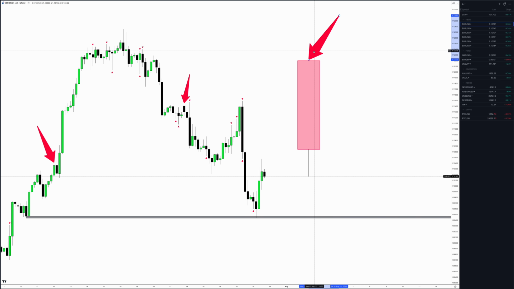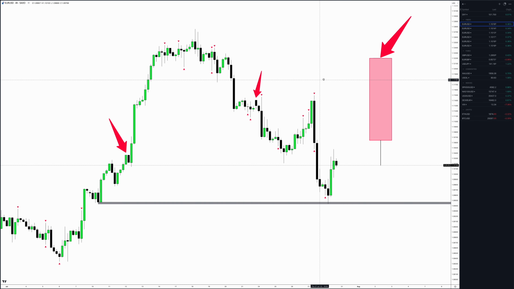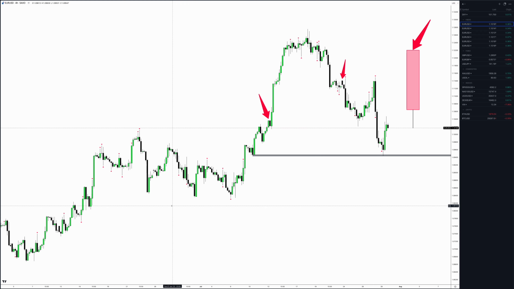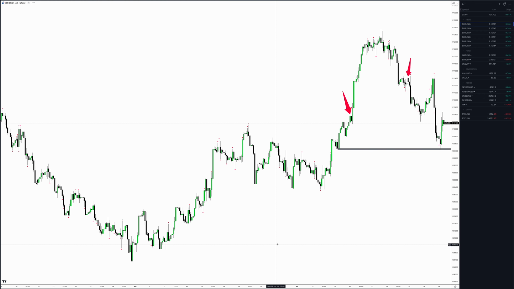So I love these candles. I love them. When I see some, I mark them out and I keep them in mind, because it doesn't mean that price is going to go there right now. It's the same when you see a double top, double bottom.